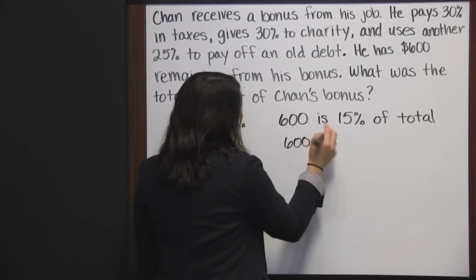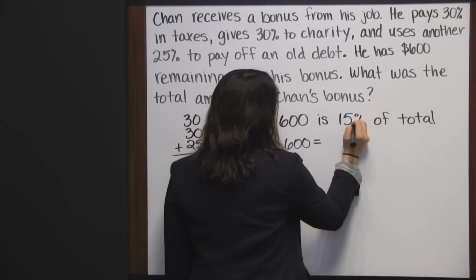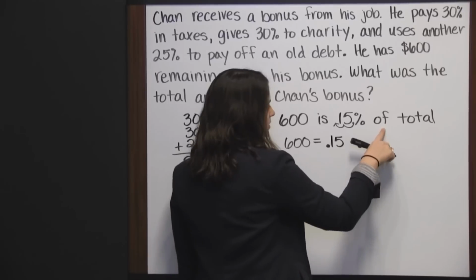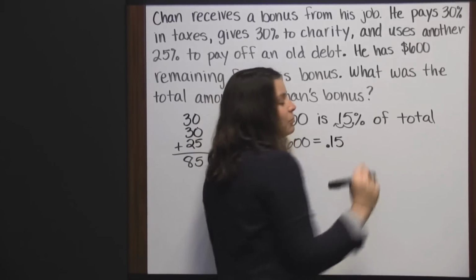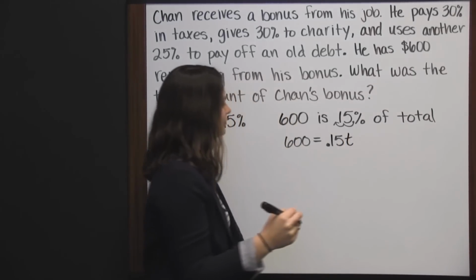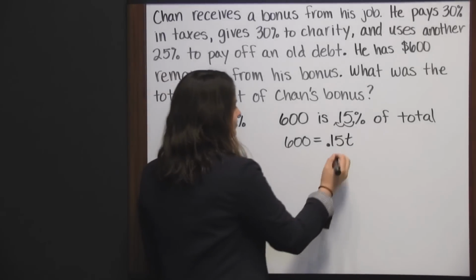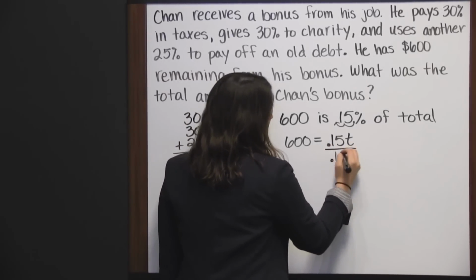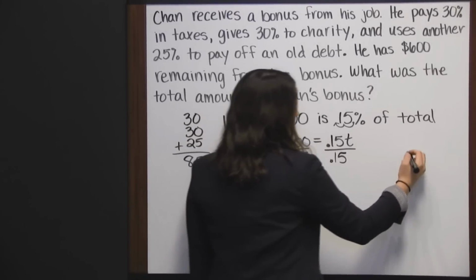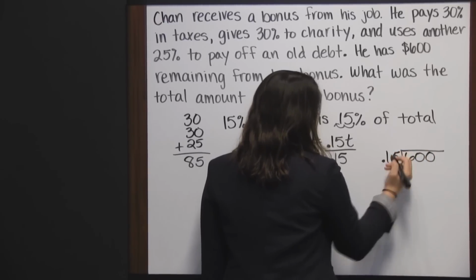600 is equals, change the percent to a decimal, of means to multiply, and we don't know the total, so use a variable, like t. And now we just need to solve for t. So divide both sides by 0.15. So 600 divided by 0.15.